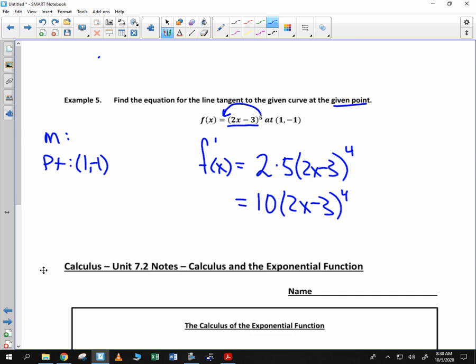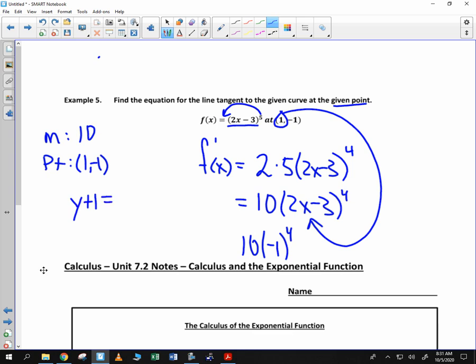Now, when we want to know the slope, we take the x value and we drop it in. And so we get 10 times 2 times 1 is 2, minus 3 is negative 1 to the fourth power. Negative 1 to the fourth is 1 times 10 is 10. And so we have y plus 1 is equal to 10 times x minus 1. Y plus 1 is equal to 10x minus 10. Y is 10x minus 11. And there you have it, folks.